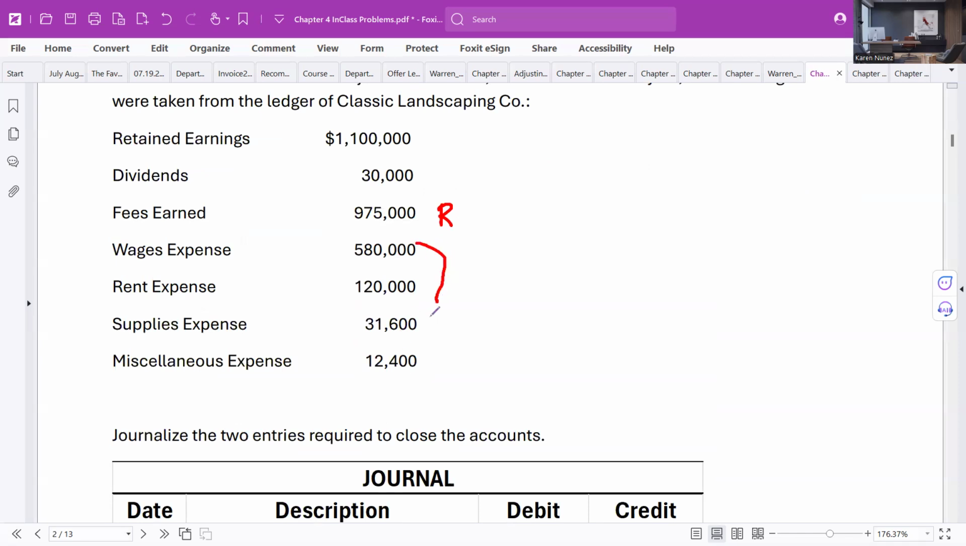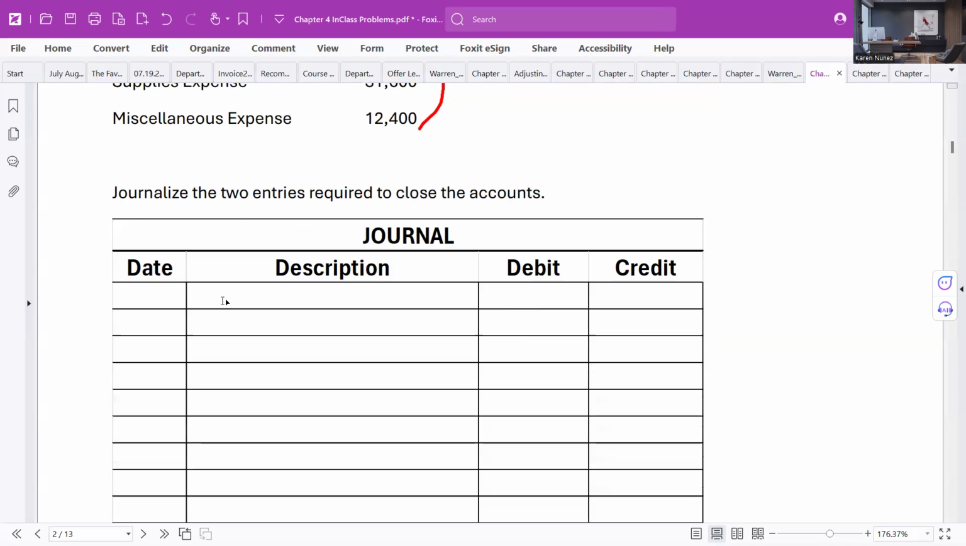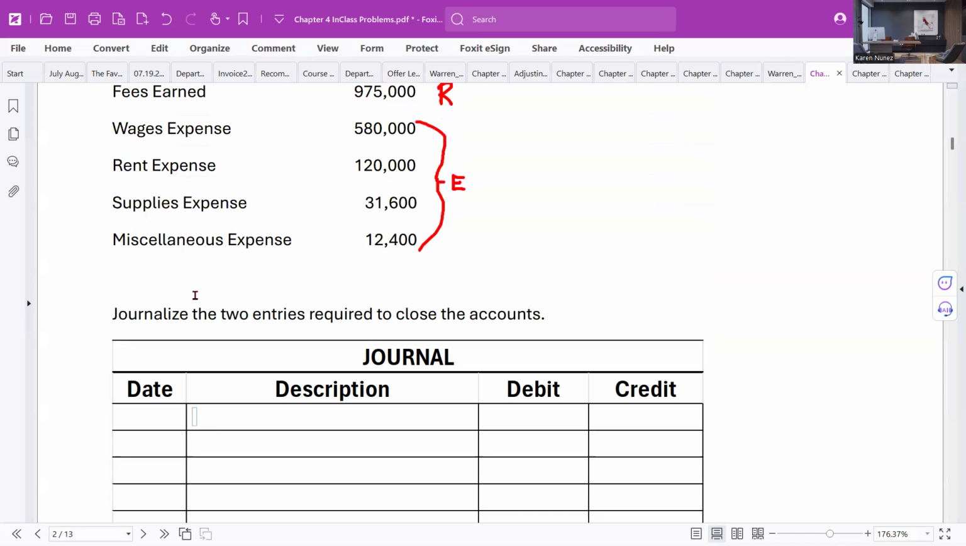I won't label them individually, but I'll group them all together. Those are all the expenses. And then we've got the dividends account that we need to close out. So let's put it all together in this 2-step process. The first thing we need to do here is close out revenue. There's only one revenue account, and it's fees earned. It normally has a credit balance, so to close it out, we're going to debit it for 975,000, whatever the balance is. Because the objective, remember, is to zero out the account.